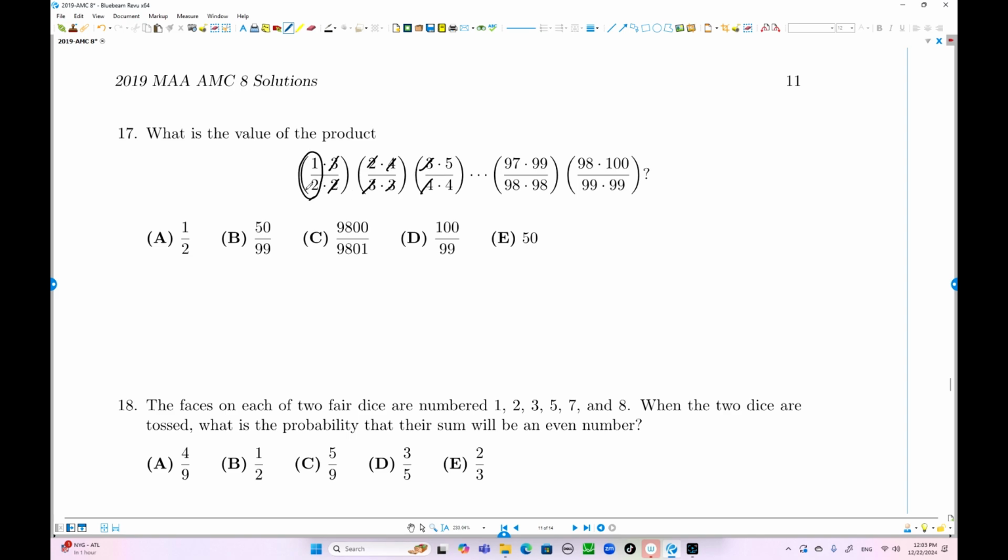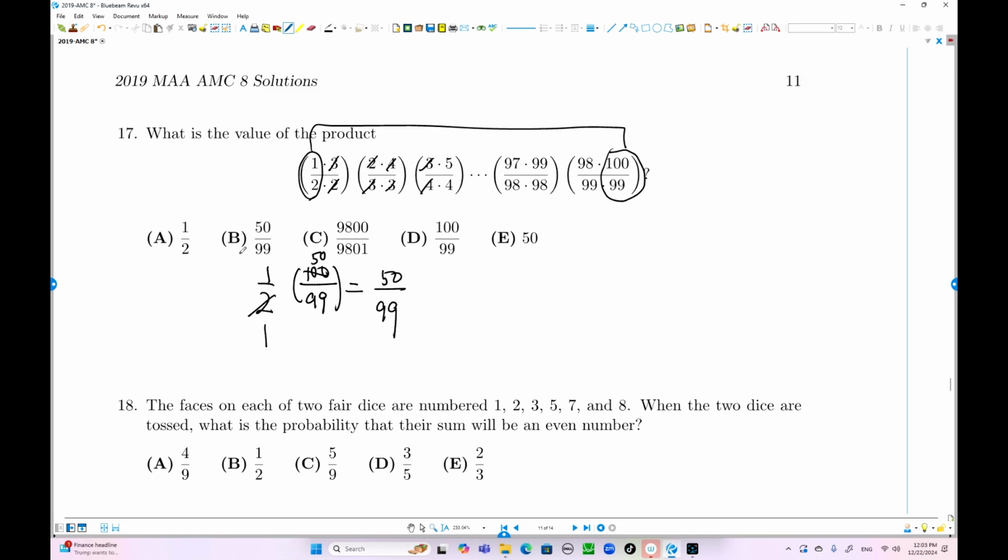Okay, so what does that mean? The last two numbers will be left. Okay, that's the rule over here. So 1 over 2 times 100 over 99 is left. Okay, so that is 100 over 198. So 50 over 99 is the answer. Okay.